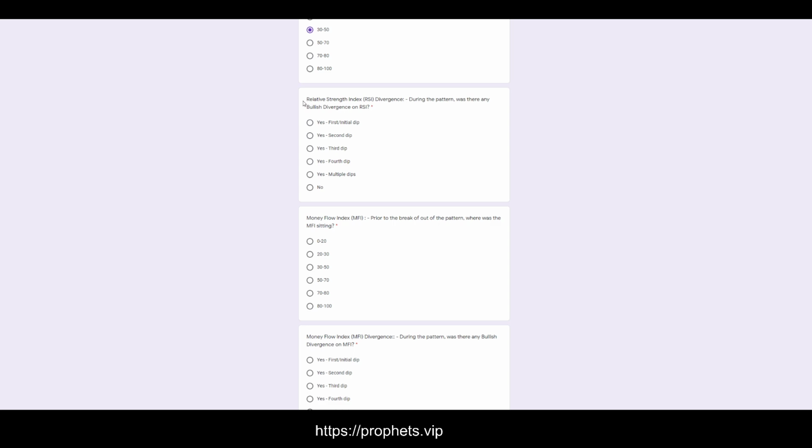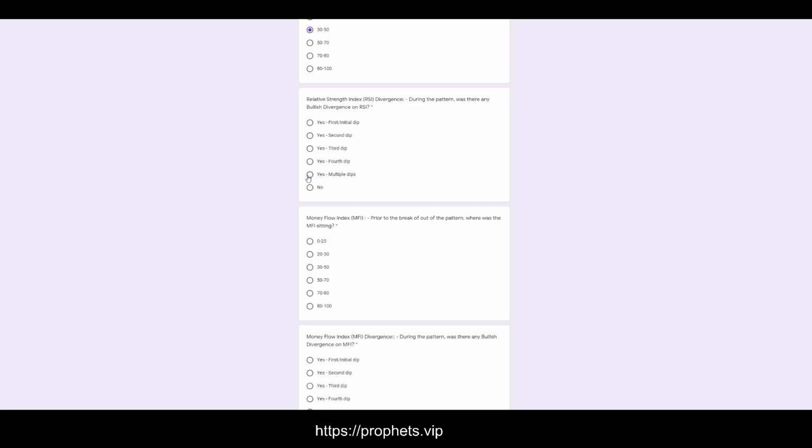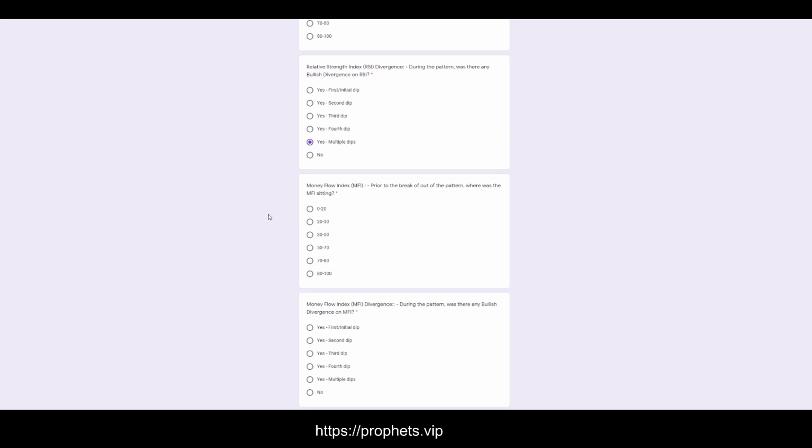RSI, during the pattern, was there any bullish divergence on the RSI? Right, so it depends on how many dips there are. Sometimes you may have a fourth dip, sometimes it may only be two, which is why you've got multiple options. So we've got one on the first dip, two on the second dip, and then two more on that third dip, right? So plenty of bullish divergence. We can go multiple dips here, or that'd be if it was just on the third dip or just on the second. But yes, it was multiple RSIs, bullish divergence on multiple dips.